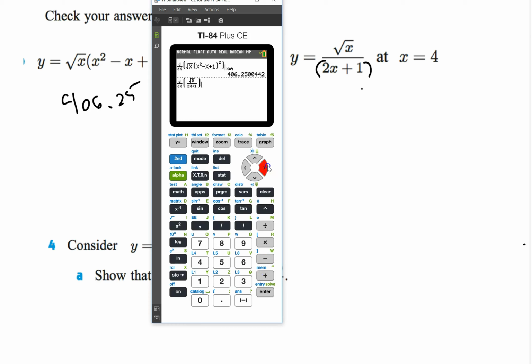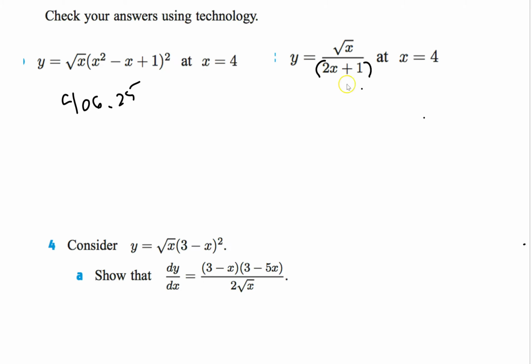And then again at 4. Over here to 4. It pauses. There it goes. Hit enter. And then negative 0.021. So that's how you do these with the calculator. So that's how you can do derivatives with your calculator.